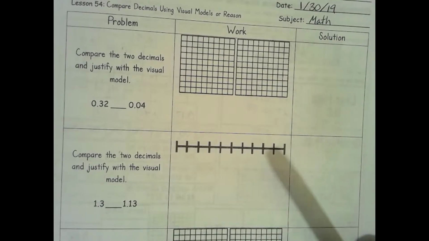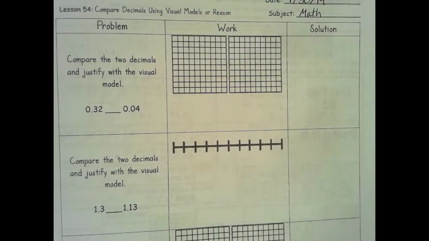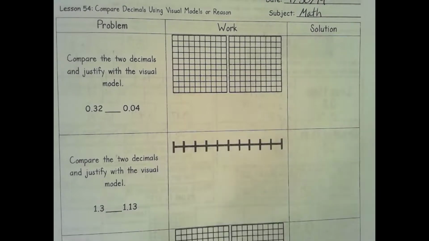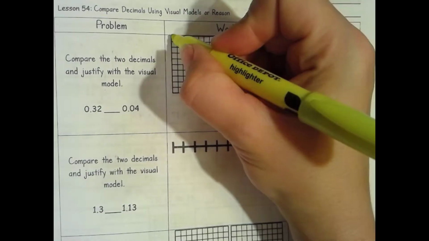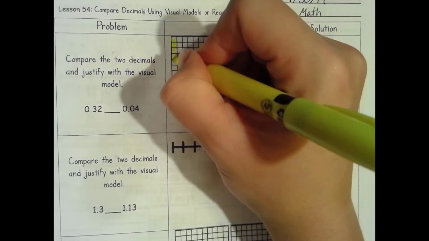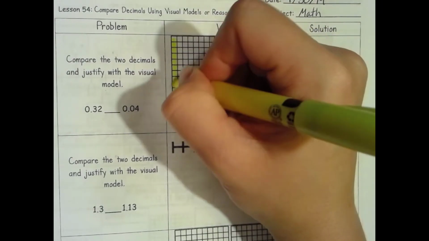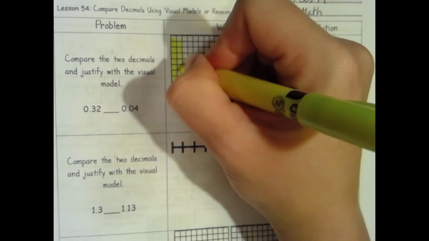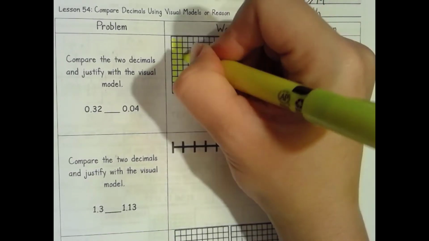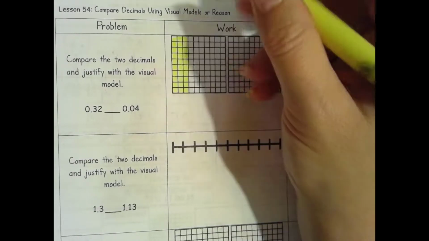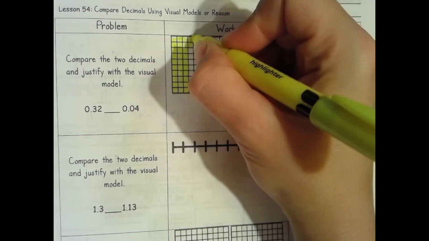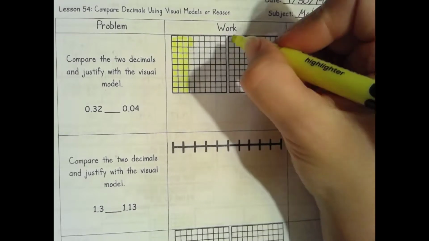Alright, so here we're using this model to compare the two decimals and justify. This is going to be our proof for our answer. So we have to look at 32 hundredths, so that's 3/10, that's 3 columns. And 2 hundredths, and then 4 hundredths.